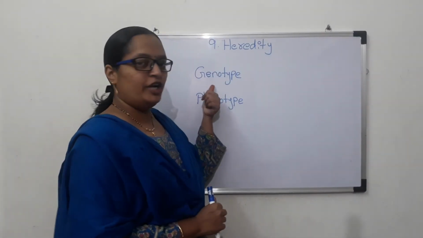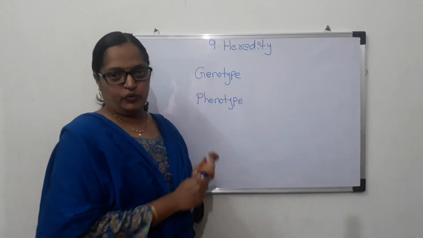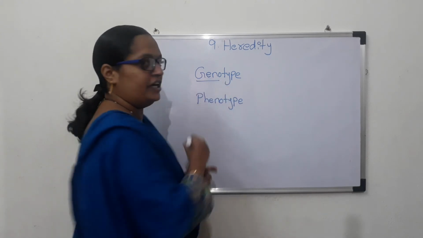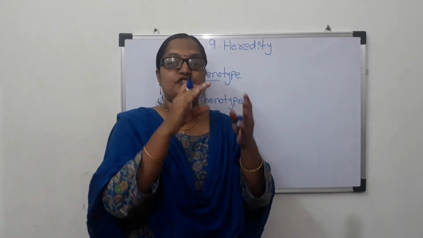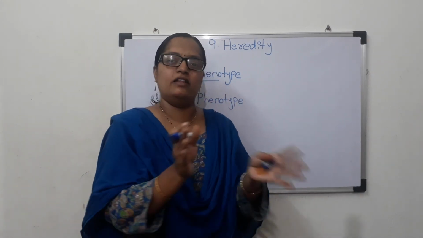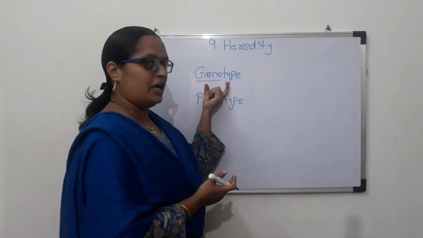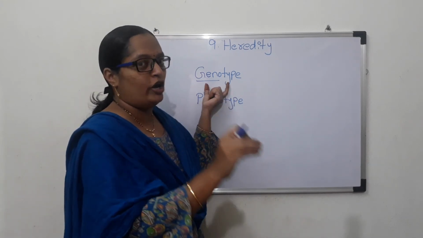Next, genotype. What is genotype? The name itself is there. It contains genes. Genotype is the combination of genes which are present in the plant. Not only plant, in the organism. What is genotype? The combination of genes which are present in the organism.